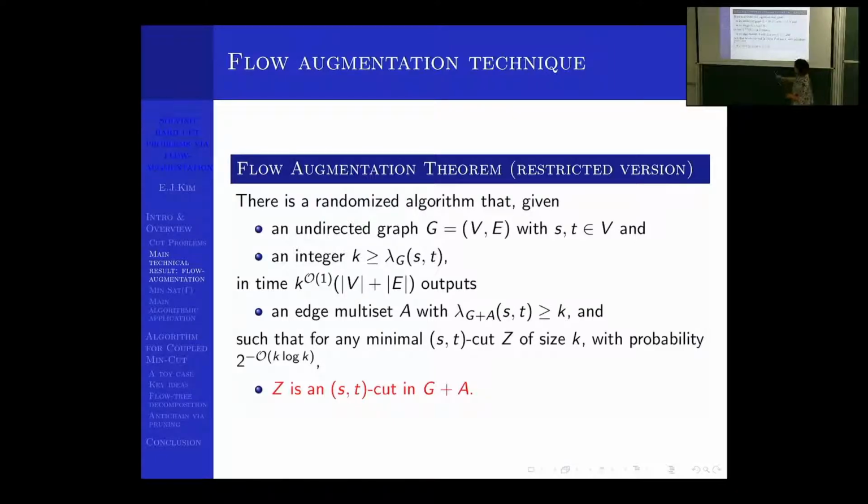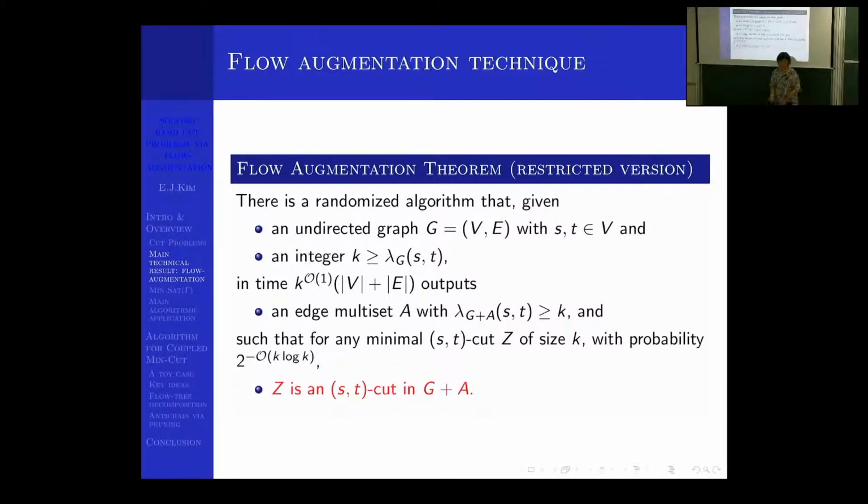Then in this time, and it runs in linear time, you can find an edge multiset. Okay, so it's an edge multiset, not in the original graph, but something that you can add, so that now after adding this edge set A to G, the ST min cut size goes above K. And so this is the output.